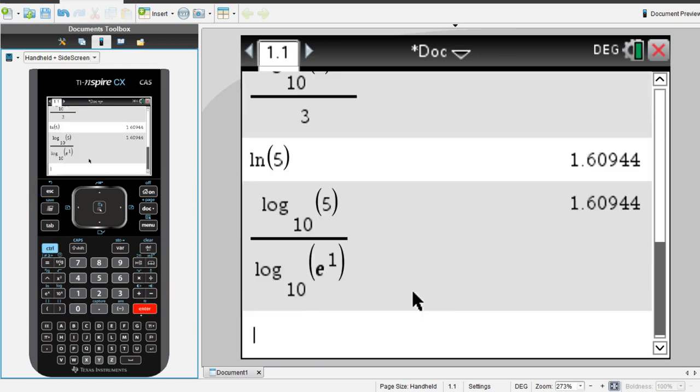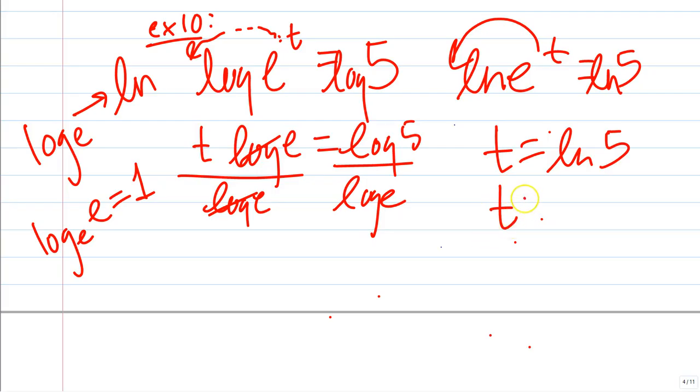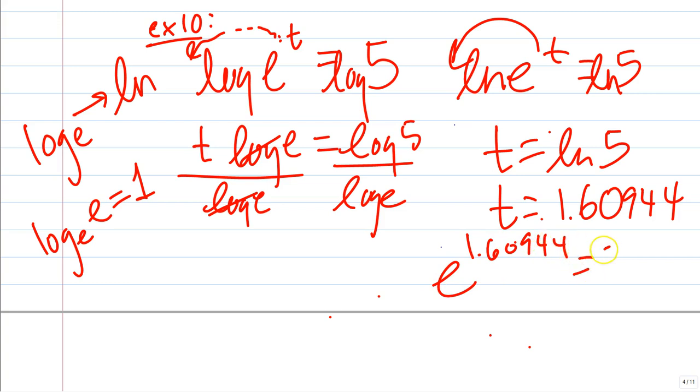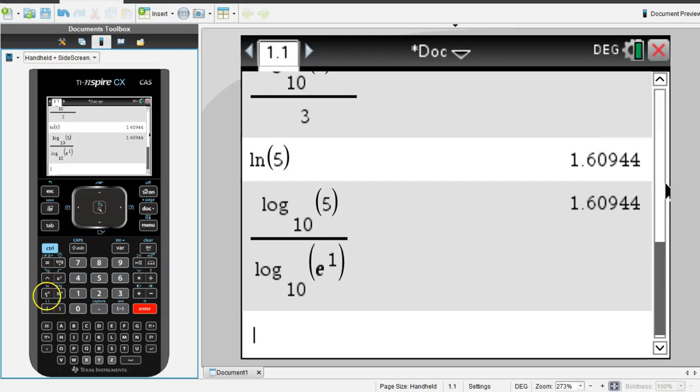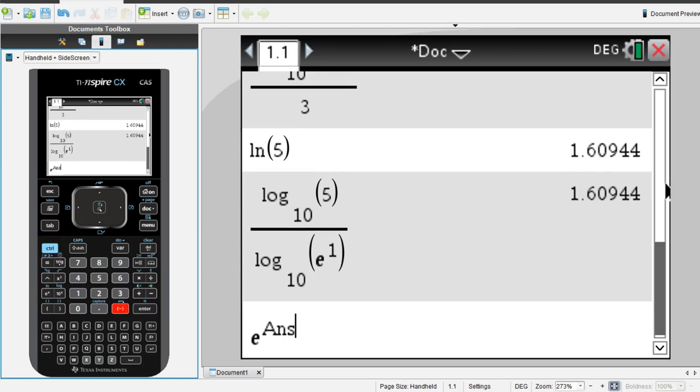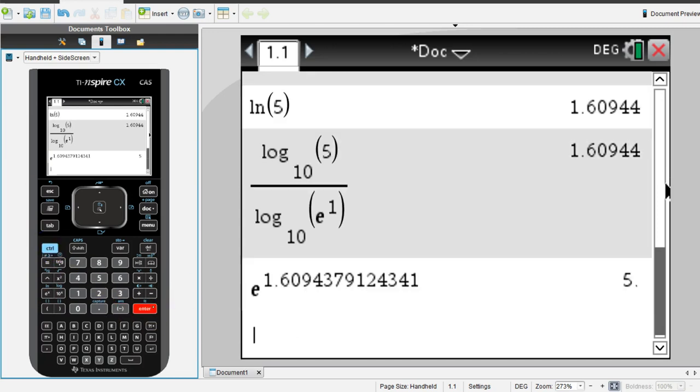But that's a little harder than just going, oh, if it's an e, why not use log base e? Why not use the natural log? 1.60944. And once again, this I could actually check. Go back and I could say, look, e to the answer should equal 5. I can check this, the original question. And I think that's where this gets kind of cool, is that I can actually say e to the answer equals 5.